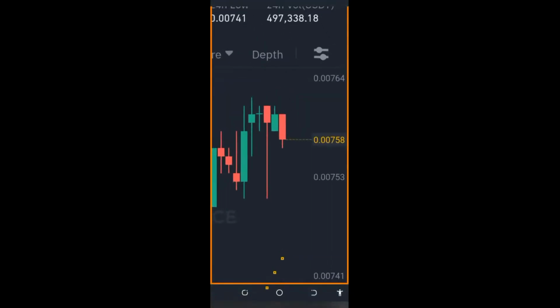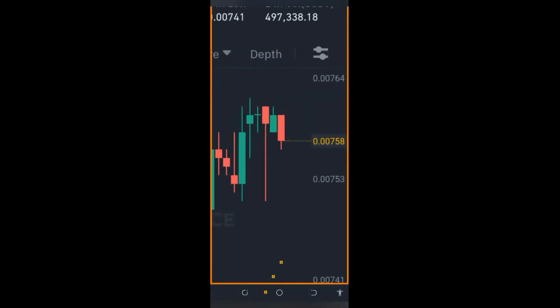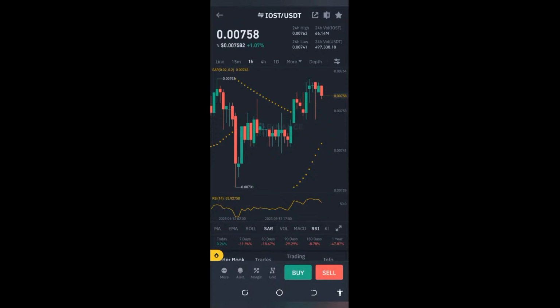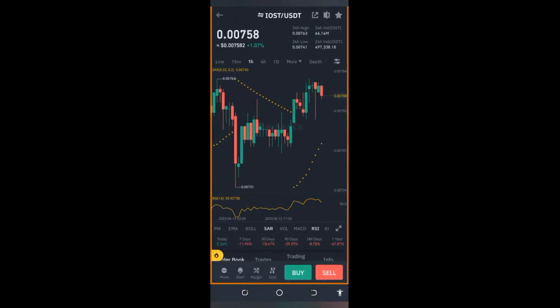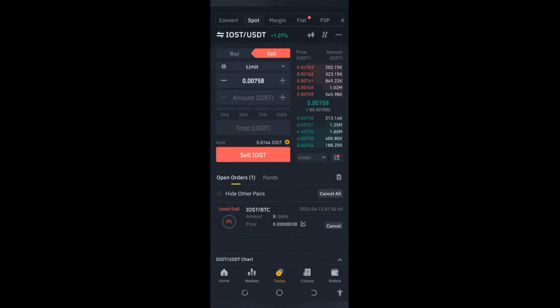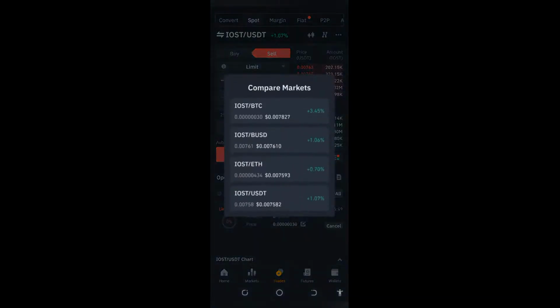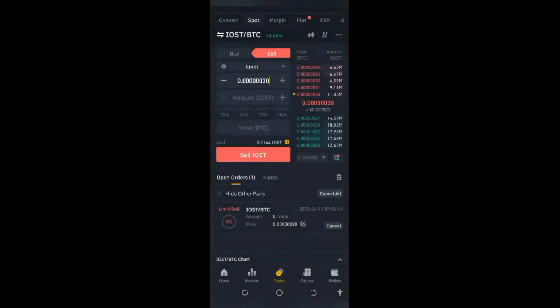Can you see this? It's currently a red candle, but look at the parabolic SAR. The parabolic SAR is heading upwards. So there's a tendency that this can push up. So I'm going to keep my eyes on this. The other thing I'm going to keep my eye on, of course, is IOST BTC, because I don't have a choice really at this point.